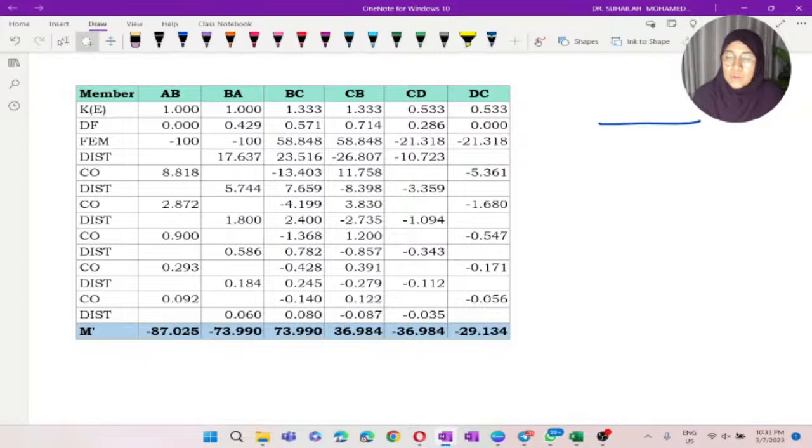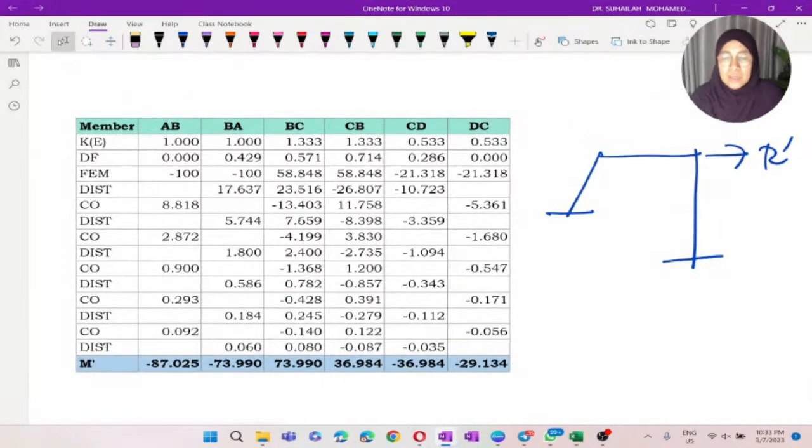We base this on this frame. The frame tends to move to the right direction, R prime. So this is based on this Sidesway frame, and the calculation of the FEM used in this table I have shown in the previous video. So this is table number 2.